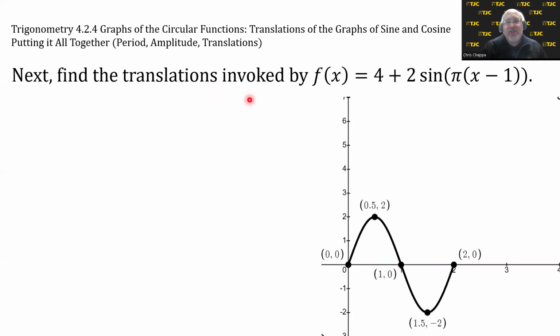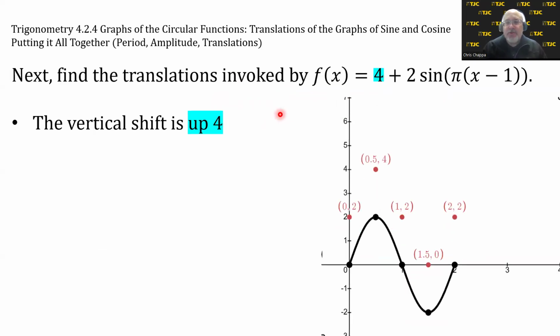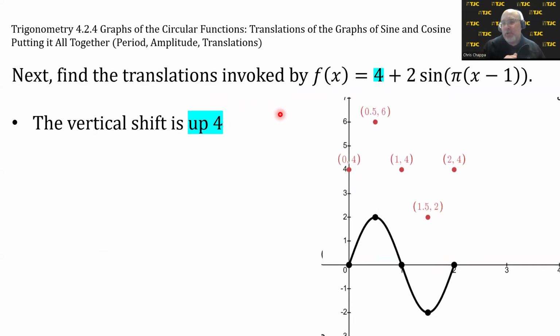Next, find the translations invoked by the original function. Well, the vertical shift is up 4. That's the number added in front. So we're going to move this graph up 4 spaces: 1, 2, 3, and 4. And notice I'm just keeping track of the quarter period points because those are the ones whose coordinates I'm going to keep up with to redraw the graph.